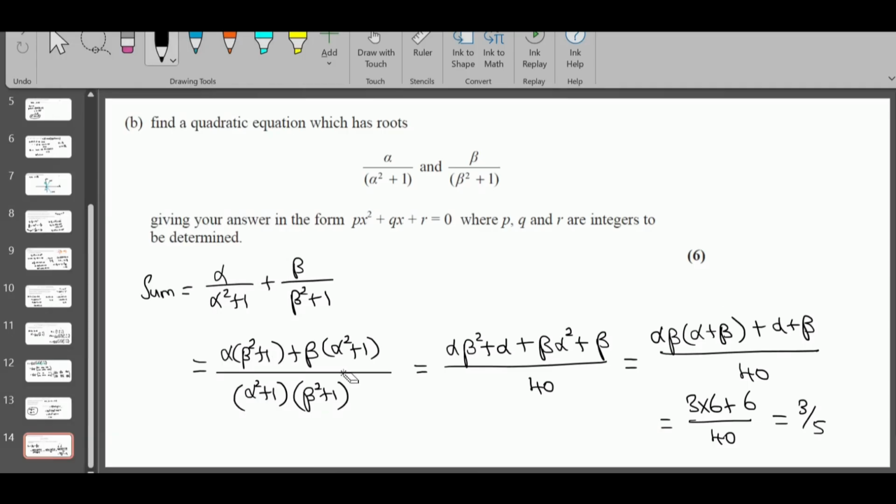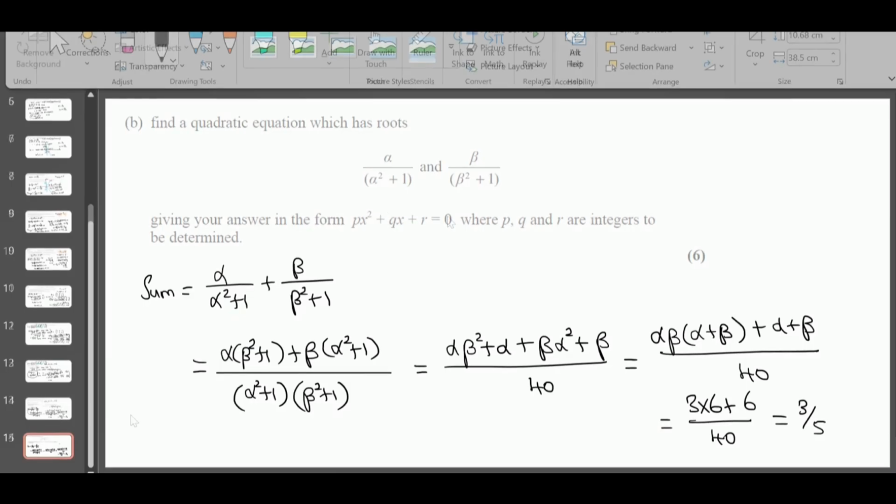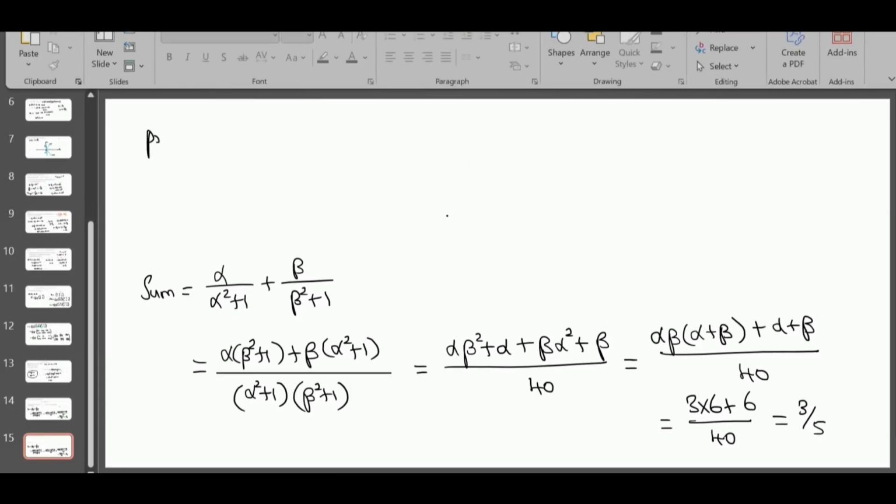Now we need to find the product of the roots and then we write the quadratic equation. Now let's write the product. Product is simply the multiplication of these two. Alpha beta divided by alpha squared plus 1 times beta squared plus 1. Value of alpha beta is 3. We know this value from part A, it's 40.